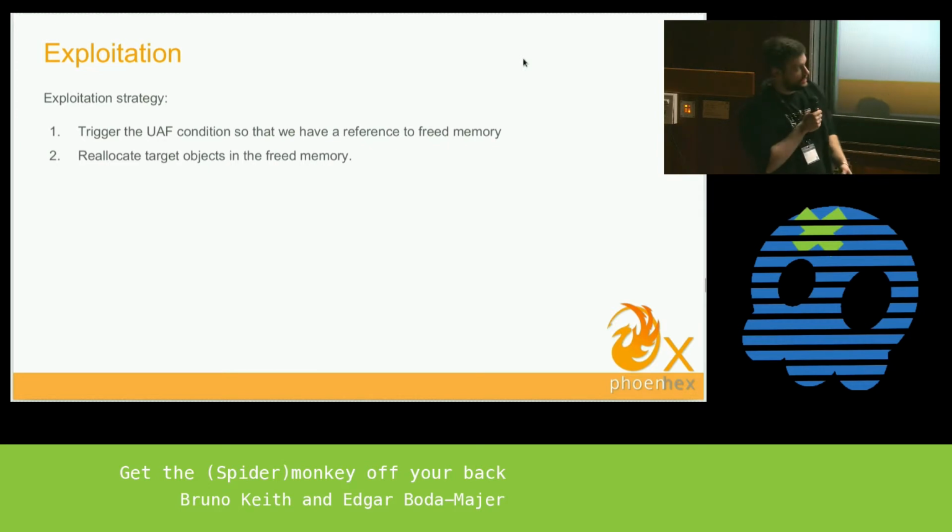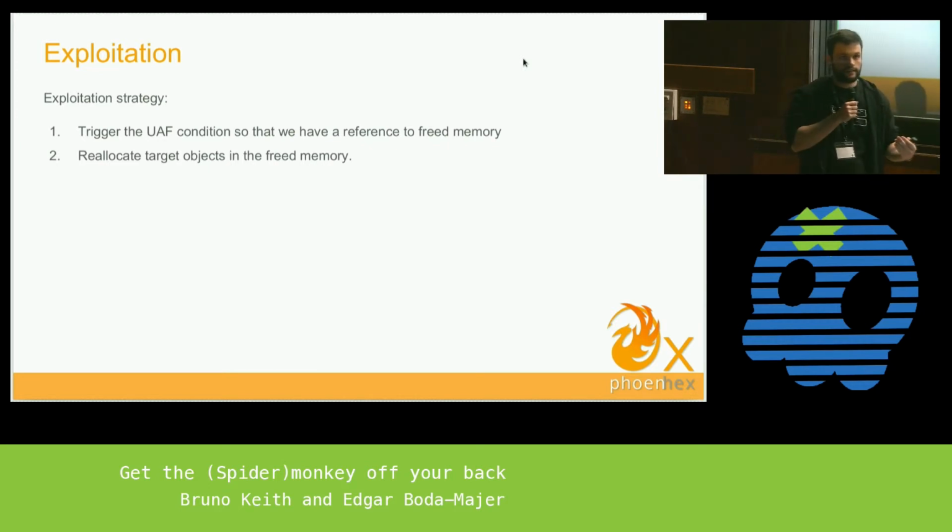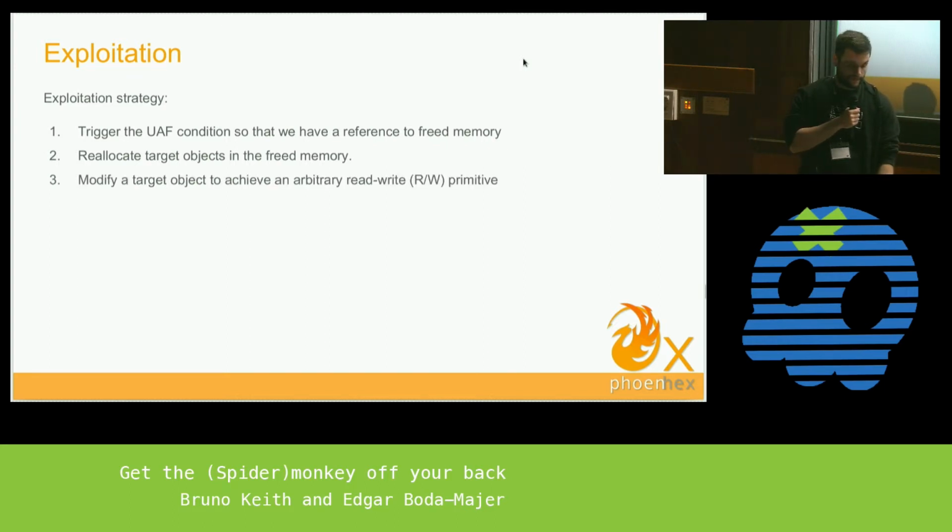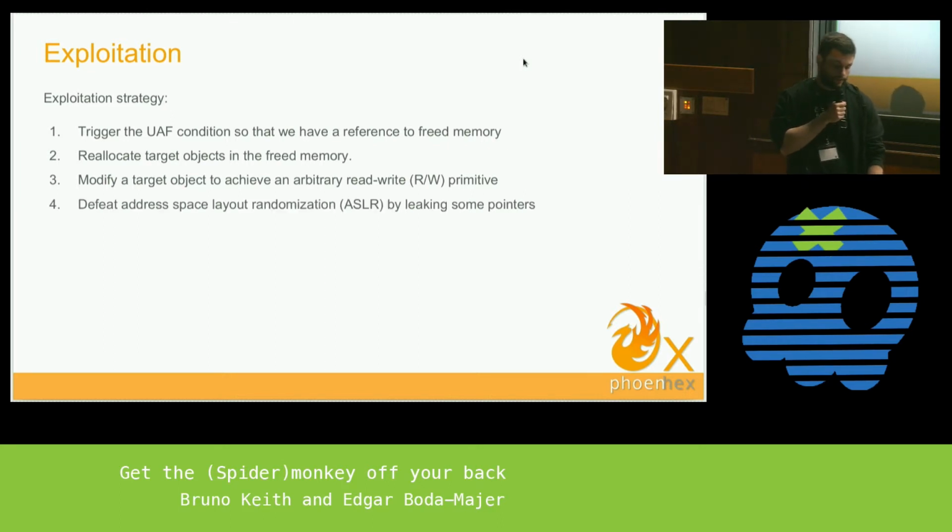Then with pretty much any use after free situation, we'll reallocate good target objects, and we'll see in a while what a good target object is in that scenario, so that the freed memory is reused and then we can modify these objects. Then we'll see from step 2 how we can achieve an arbitrary read-write primitive, so we can read and write wherever we want in memory. Then we'll have to defeat ASLR, because of course Firefox is compiled with ASLR, so all addresses are randomized. And then the final step is to actually gain code execution.